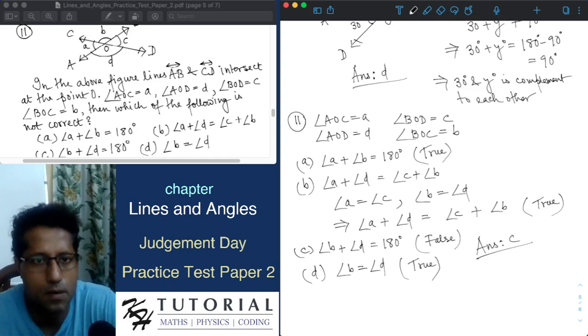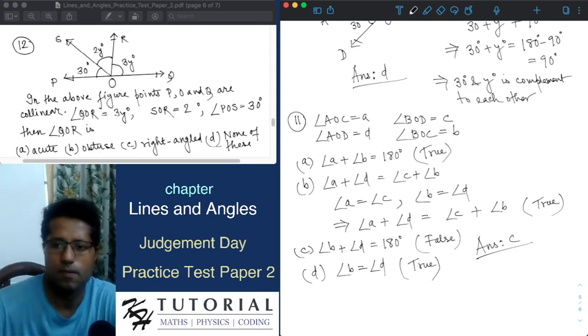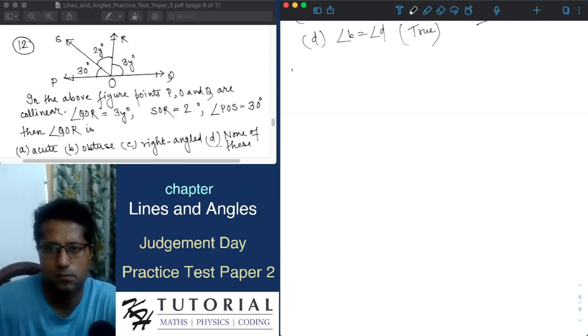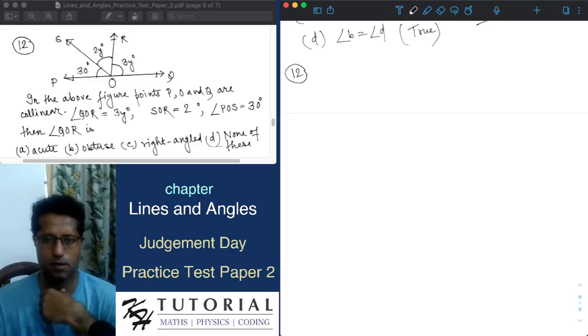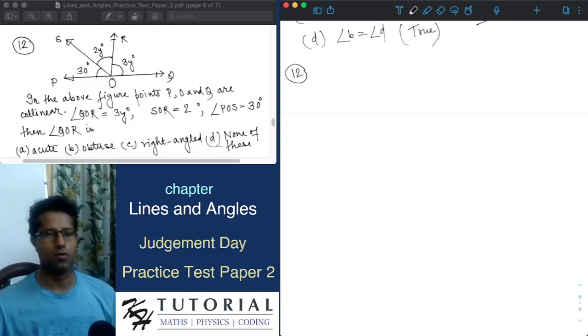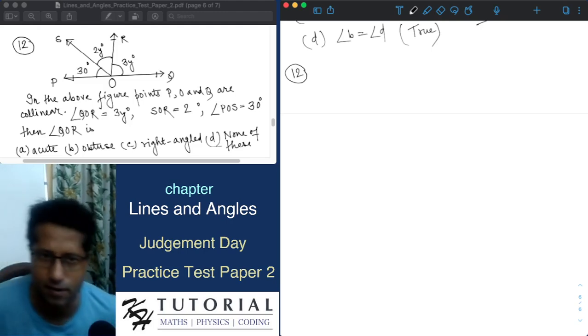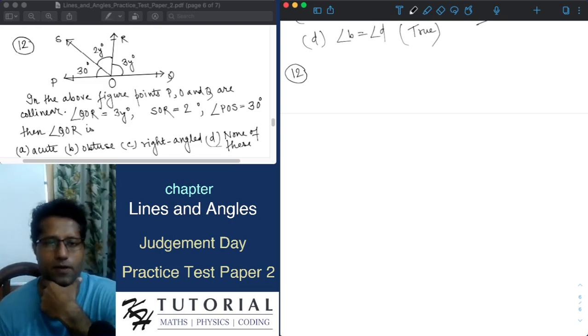Okay. Let's do problem number 12. A diagram is given. In the above figure, points P, O and Q are collinear. If P, O and Q are collinear, that means they lie on the same line, which means that POQ is a straight line. And of course, O is in between P and Q.